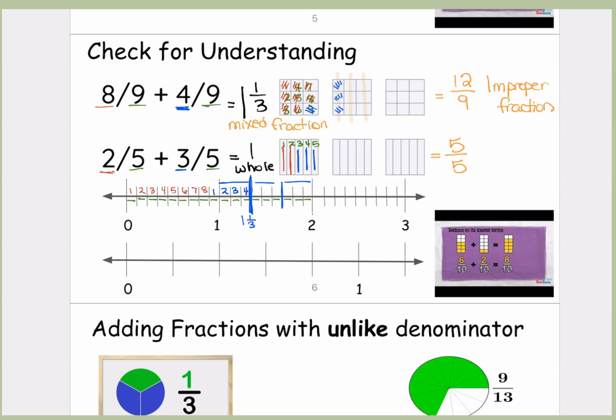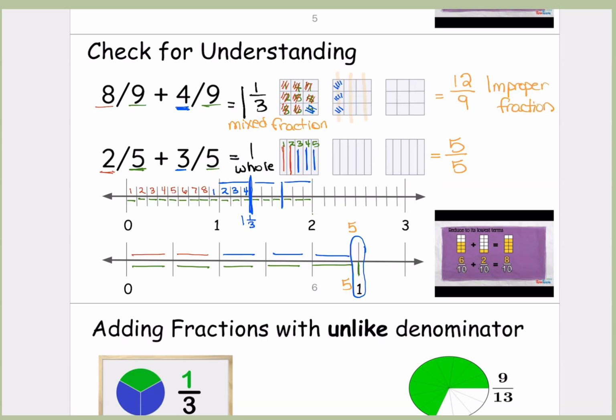Now to show this on the number line, it is the same process. We want to make sure that the denominator tells us how many sections we need. And in this case, it is 5: 1, 2, 3, 4, 5 sections before we make a full whole. So we're going to add 2 of those sections from that first fraction to 3 sections from the second fraction, and we can see there again it stops at 1 whole, which is the same as the 5 pieces we have out of the 5 pieces that we need.